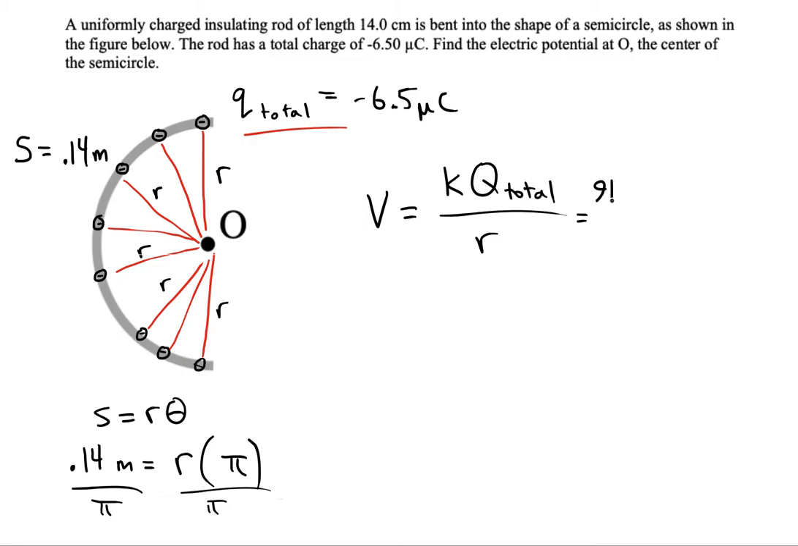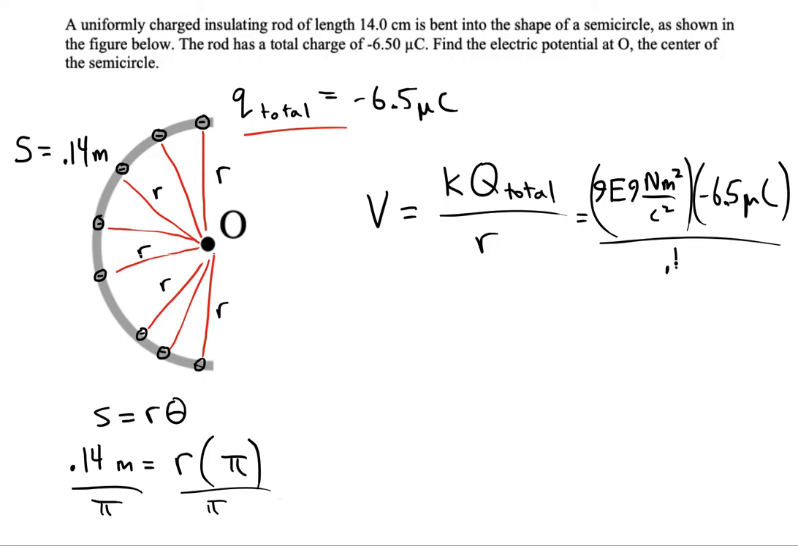All right, so we're going to get 9e to the 9, times negative 6.5 microcoulombs, and 0.14 meters over pi for our distance. I'm getting a potential of negative 1,313,000 volts.